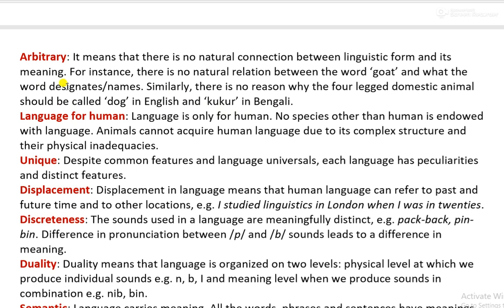Here we see arbitrary actually means there is no natural connection between linguistic form and its meaning. Here we see the form of a word does not describe its meaning, and there is no reason why we identify any creature with a different name. Here see, in English we call a four-legged domestic animal dog, but in Bengali kukur. We don't know. There is no natural connection, natural reason why the English called it dog, why the Bengali called it kukur. There is no natural connection or reason. That is arbitrary.